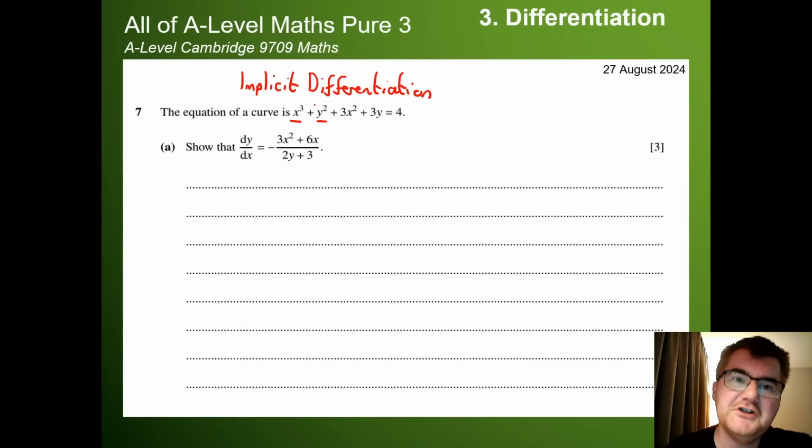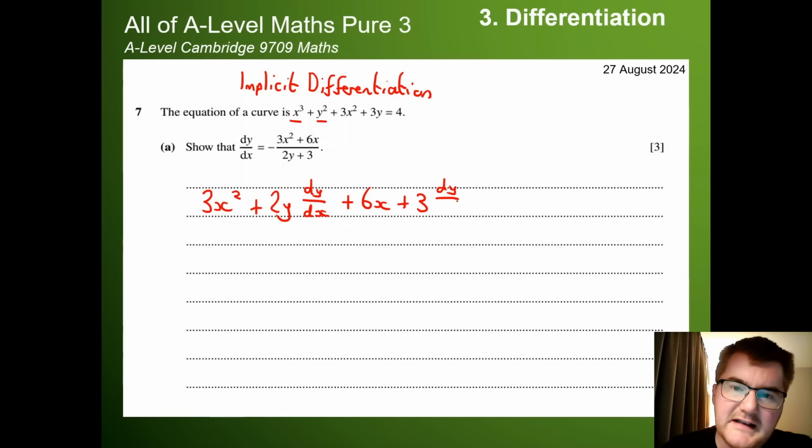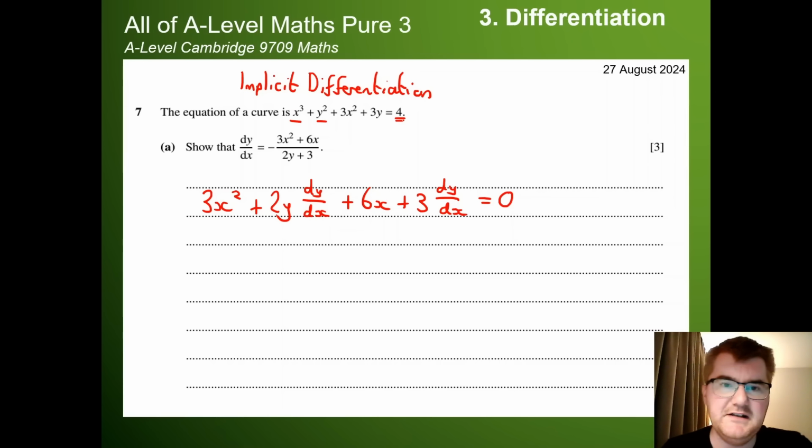So if I differentiate this, we essentially approach it normally. So x cubed becomes 3x squared. If I differentiate anything with y, I differentiate it normally, so that's 2y, but then I put a dy by dx after it. 3x squared, that's just 6x. 3y, that's just going to be 3 dy by dx. And that's going to be equal to 0. Remember, any number here is just going to differentiate to 0.